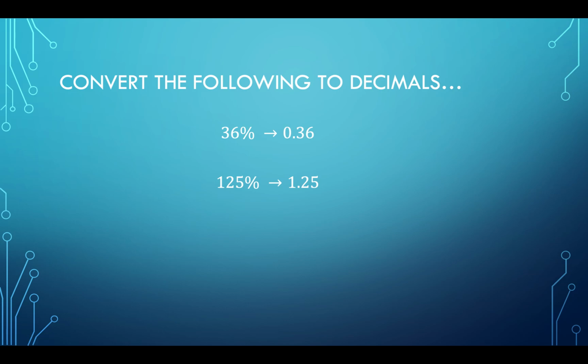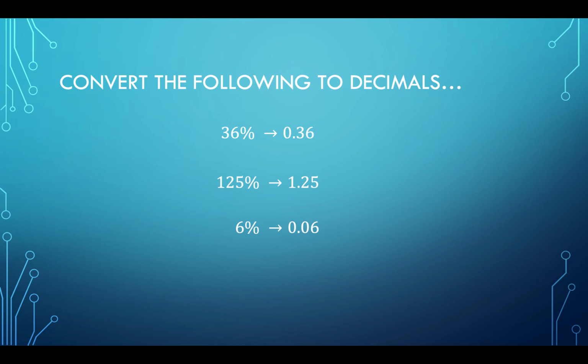125%. It's okay, it's over 100%, that's fine. Remember, the decimal point's always going to be after that last number. Move it to the left 2 places, 1, 2, and 125% to a decimal is 1.25.